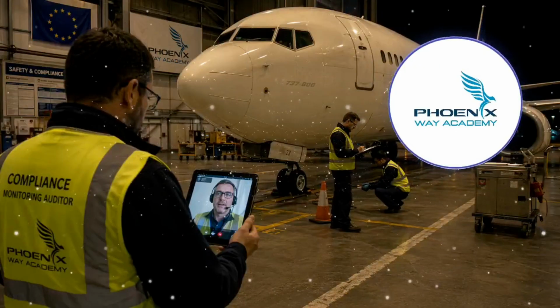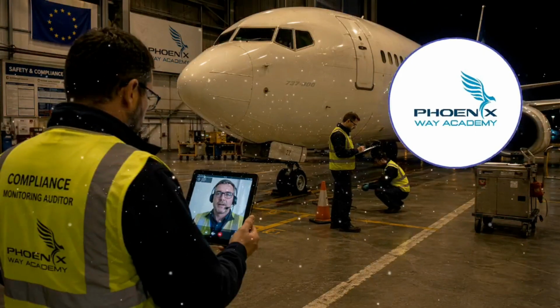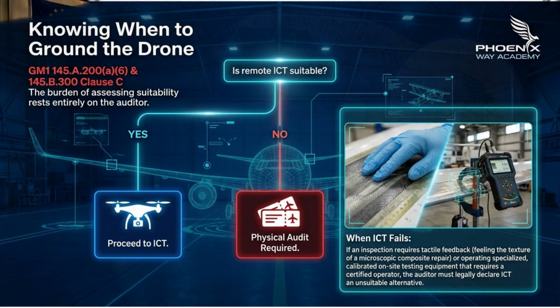But just because we have the technology doesn't mean we should always use it, right? Clause C puts a gatekeeper in place. The text reads, it is the responsibility of the auditing entity to assess whether the use of remote ICT constitutes a suitable alternative to the physical presence of an auditor on site in accordance with the applicable requirement. And the burden of suitability rests entirely on the auditor.